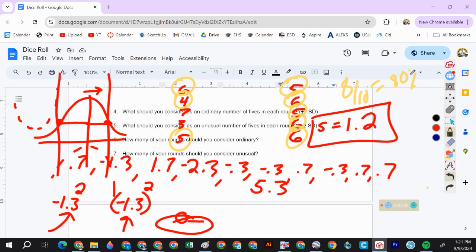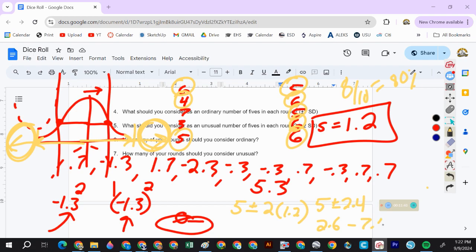Okay. What should you consider an unusual number of 5s? Well, something unusual would be 2 SDs or farther. So over here or over here. So I'm going to take my expected value of 5, and I'm going to plus or minus what? 2 copies of 1.2. So that's 5 plus or minus 2.4, which is 2.6 up to 7.4.